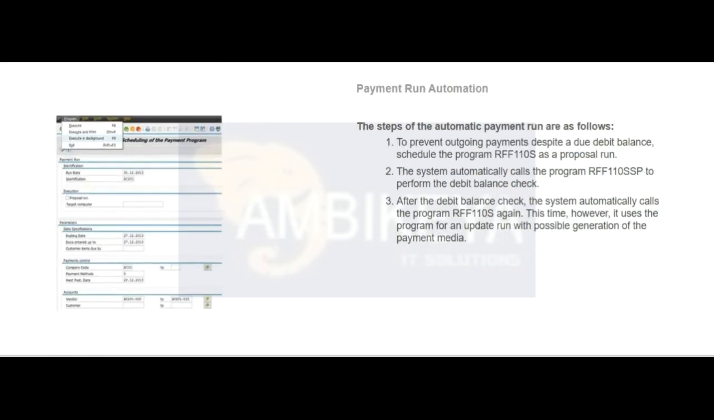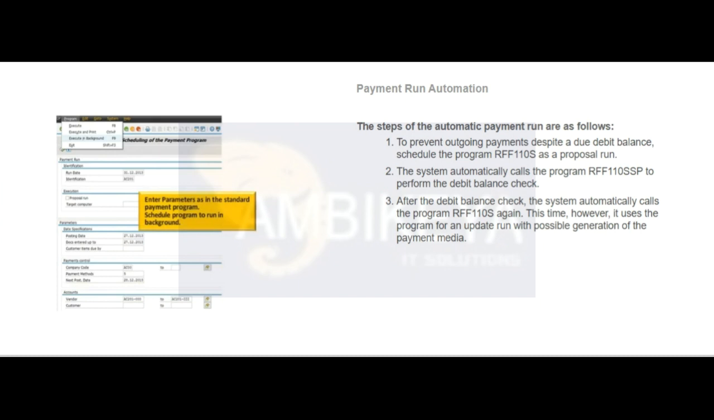In an automatic payment run, you can complete the payment process automatically. The program used to automate the payment program is RFF110S. The characteristics of the payment program RFF110S are as follows. You can use the program to schedule the payment program SAP F110S in the background. The selection screen for this program essentially features the same parameters as the screen for the program in transaction F110.